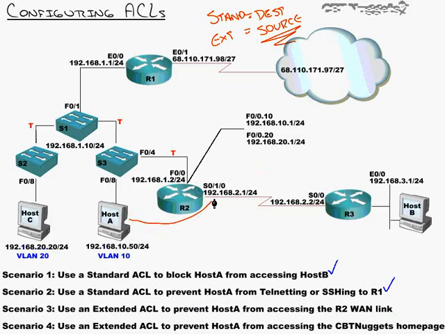What do you think? We just verified host A cannot access 2.1. It cannot access 2.2. Will host A be able to ping 3.1, or this IP address on router 3? Think about that. What do you think?